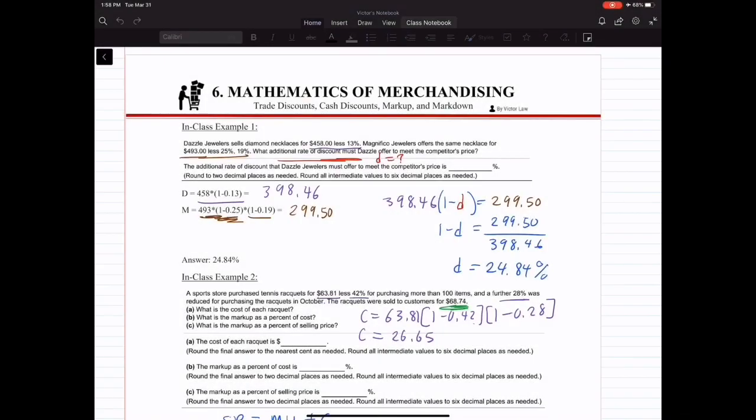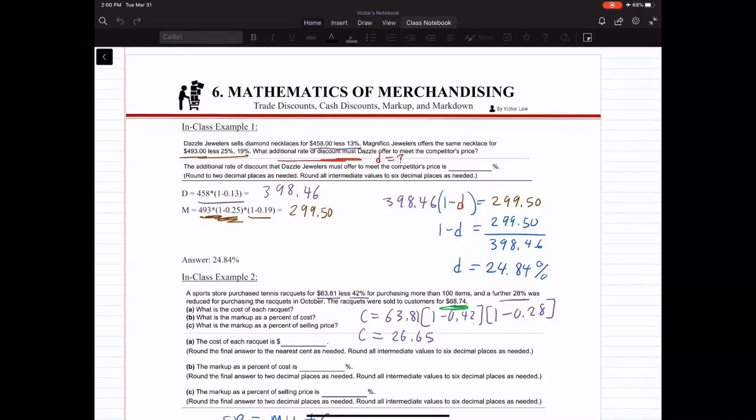So example 1. Dasso Jewelers sell a diamond necklace for $458 less 13%. Magnifico Jewelers offer the same necklace for $493 less 25%, 19%. What additional rate of discount must Dasso offer to meet the competitor's price? For Dasso Jewelers, they're offering the product at $458 less 13%, so we have one discount. And for Magnifico, we have two discounts. We have the 25% and 19%.